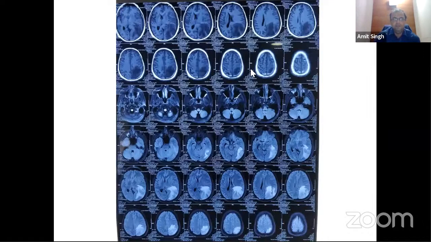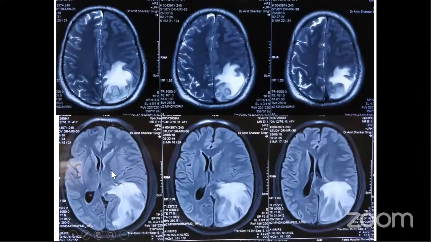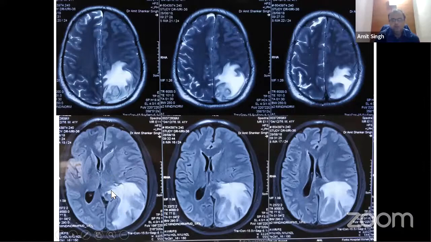And in this MRI, we can see the lesion load has increased, the perifocal edema has increased, and the midline shift we can see in T2 and FLAIR images.